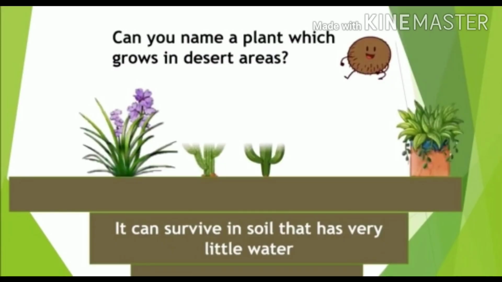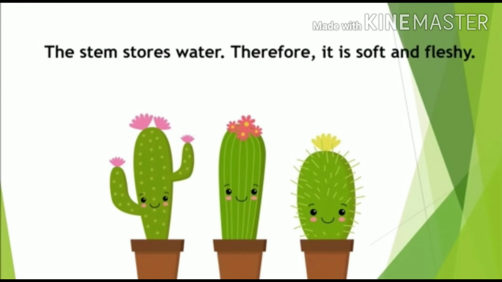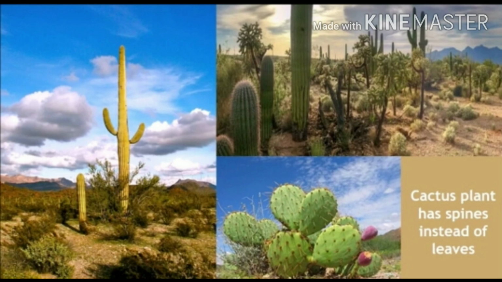Next is plants of desert areas. Which type of plants grow in desert area? Do you know? Cactus grows in desert. It can survive in soil that has very little water. It has a green stem and well developed roots. The stem stores water. Therefore, it is soft and fleshy. Cactus plants have spines instead of leaves. These spines reduce the evaporation of water.